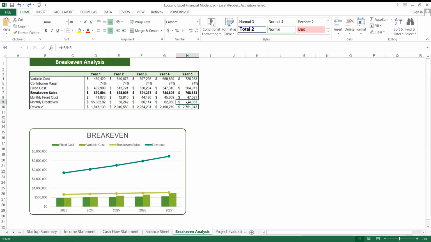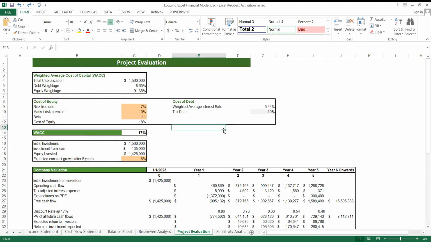Moving on, we have the break-even analysis. In this sheet, we have calculated the break-even sales for each year. This sheet also has a graph. Next, we have the project evaluation sheet.